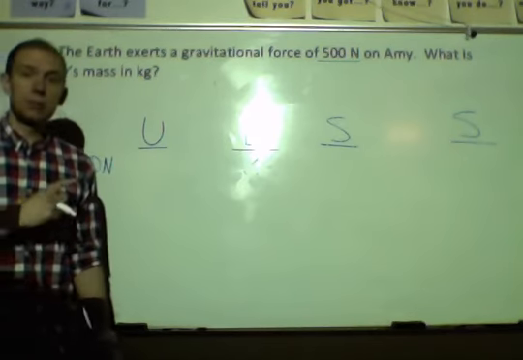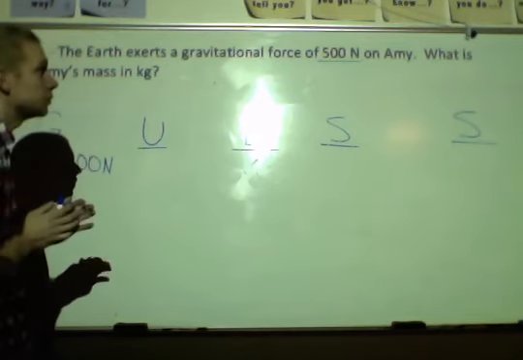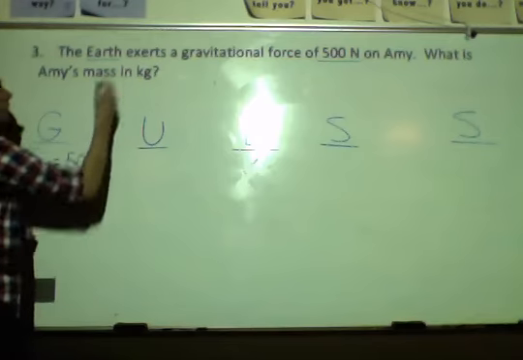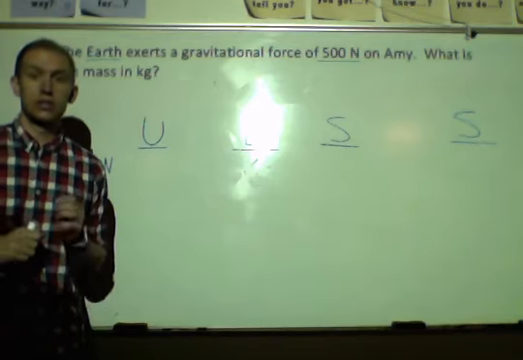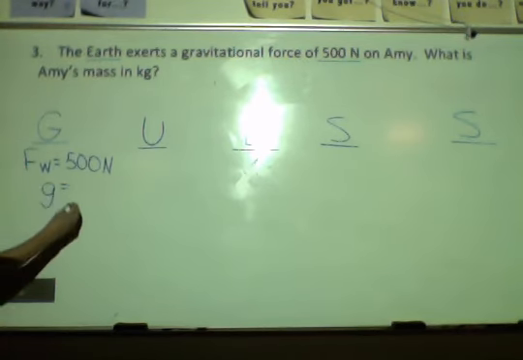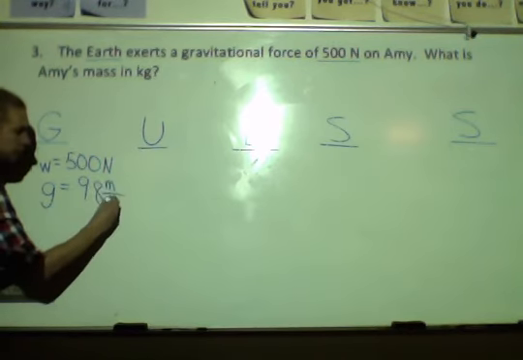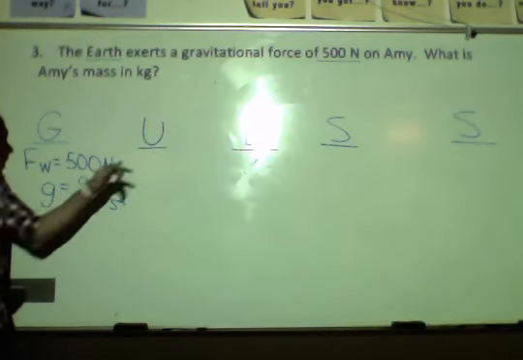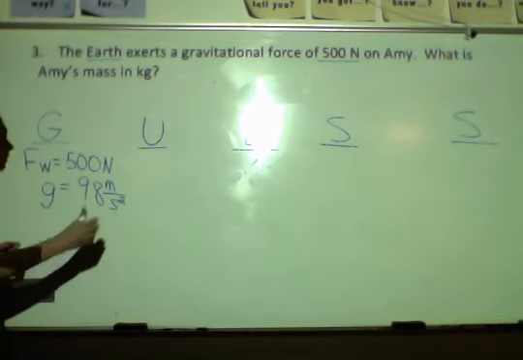If you look up at the problem, there's no other number that they tell us. But they do tell us something else. They tell us that Amy is on Earth. Okay? So we also know her acceleration of gravity. On Earth, acceleration due to gravity is always that 9.8. I told you we're going to use it a lot. 9.8 meters per second squared. Unknown, what do they ask for? They ask for her mass.